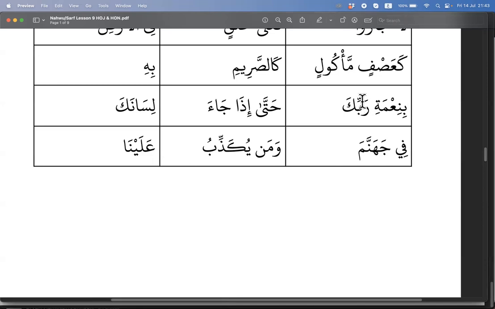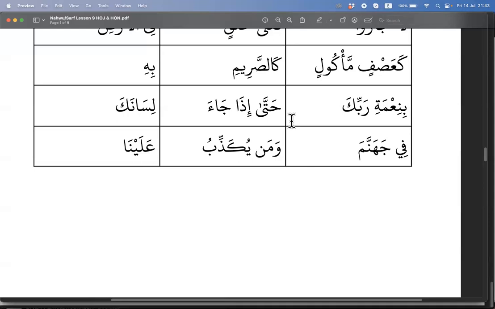So you need to ask yourself first, why is Rabbi jar? Before you say Rabbi is a mudaf, Rabbi is first a mudaf ilayhi to ni'mati. And then it's also a mudaf to ka. Understand? Good. Next one. Hatta idha ja'a.